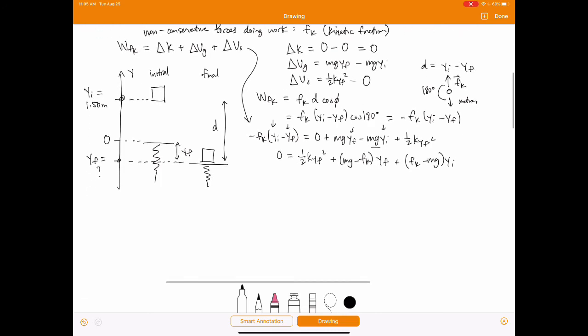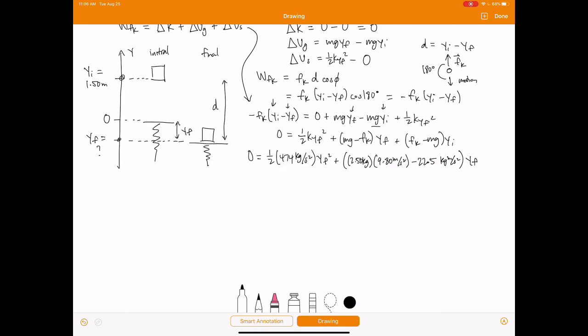Let's plug in everything we know. So we have 0 equals 1/2. K is equal to 474 newtons per meter, or we can say kilograms per second squared. Multiply that by y final squared. Then the second term is, I have the mass, which is 2.5 kilograms, times g, which is 9.8 meters per second squared. And then minus the force of friction, which we're given, is 22.5 newtons. But I'm going to write that as a kilogram times a meter per second squared. That's equivalent to a newton. And then that multiplies y final.